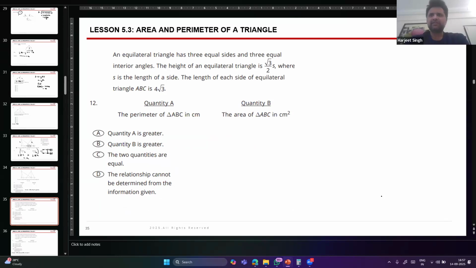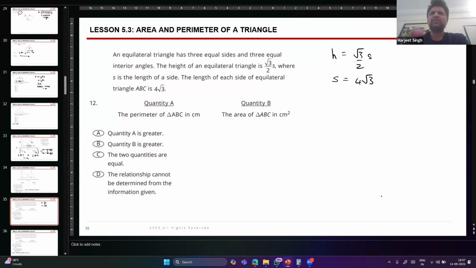Another question, last one. An equilateral triangle has three equal sides and three equal interior angles, obviously. They are just defining what an equilateral triangle is. We know that the height of an equilateral triangle is root 3 by 2 s, where s is the length of the side. The length of each side of an equilateral triangle is 4 root 3. So the side is 4 root 3.